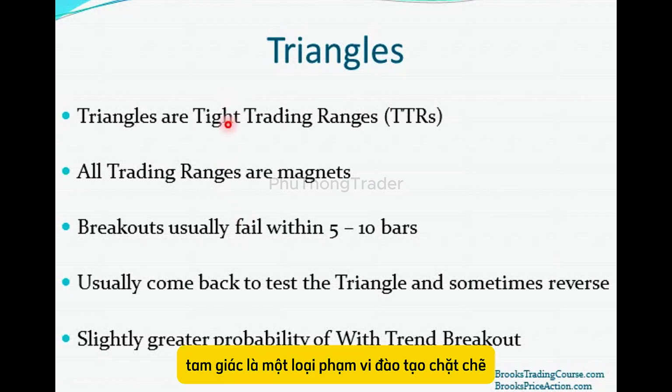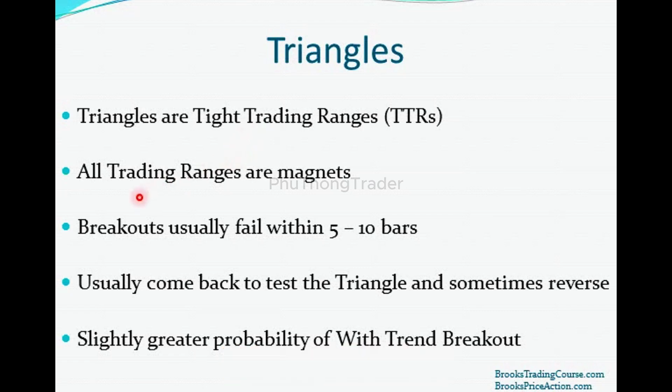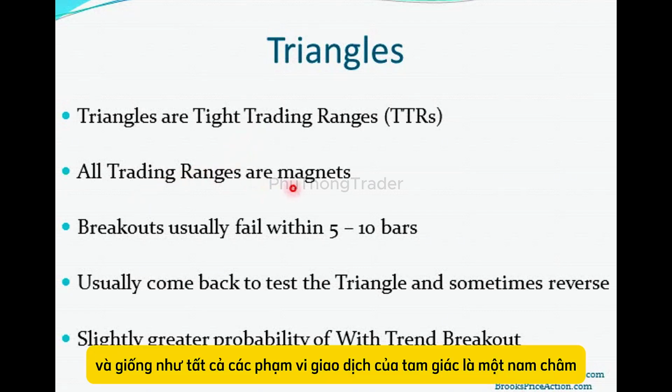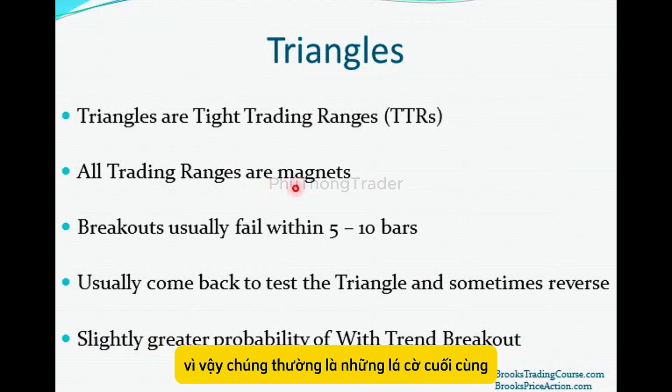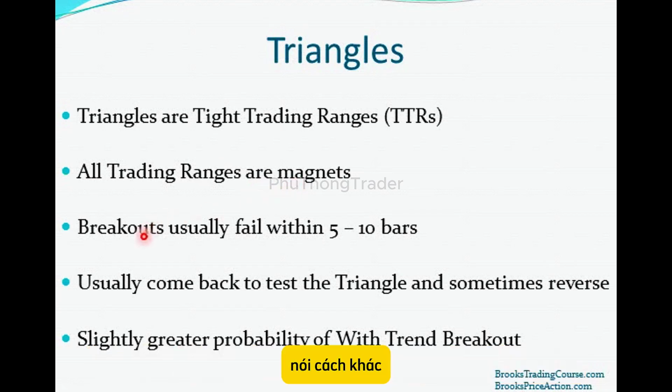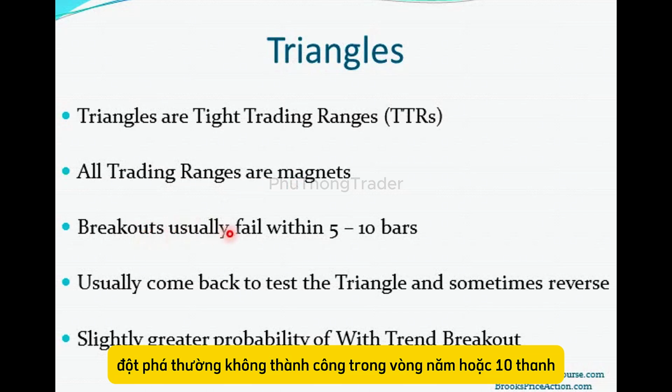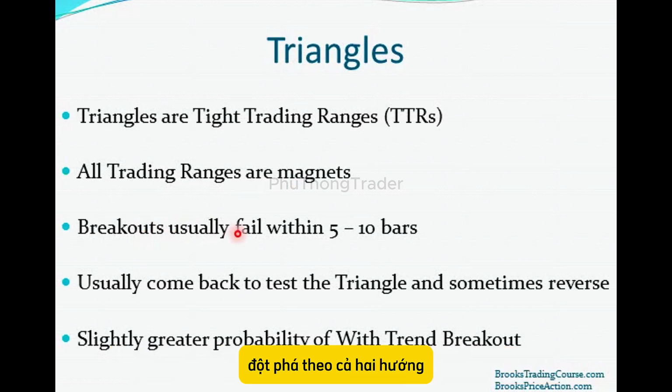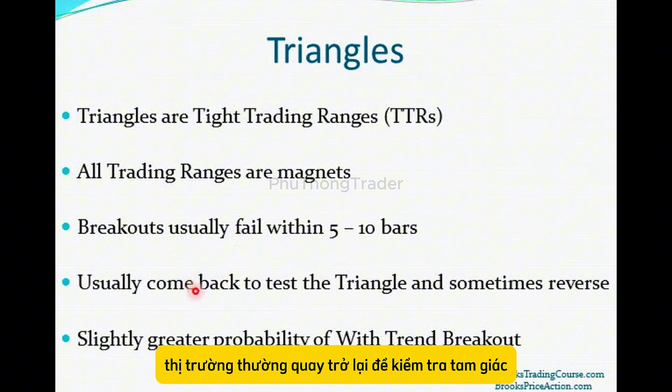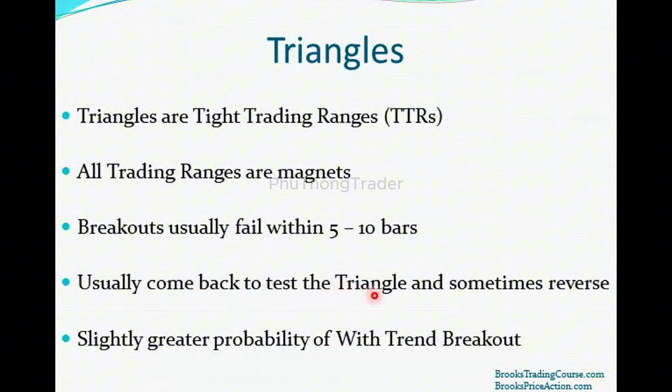Triangles are a type of tight trading range, a trading range where the high to the bottom of the range is very tight, and there are multiple reversals in it. And like all trading ranges, a triangle is a magnet, so they're very often final flags. In other words, the breakout usually fails within 5 or 10 bars. The breakout in either direction. The market usually comes back to test the triangle, and sometimes even reverses.